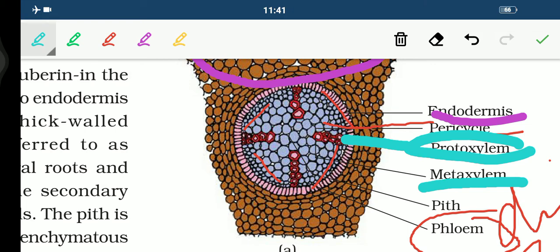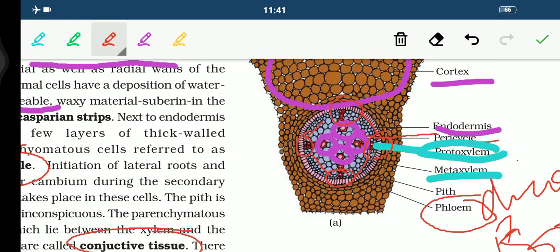It's very important. You can see these cells, I would like to show you with the help of colors. These cells are the metaxylem, and these are the protoxylem, the pre-formed cells. The pre-formed xylem cells are the protoxylem.